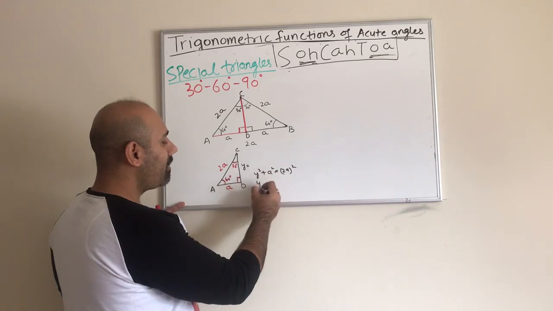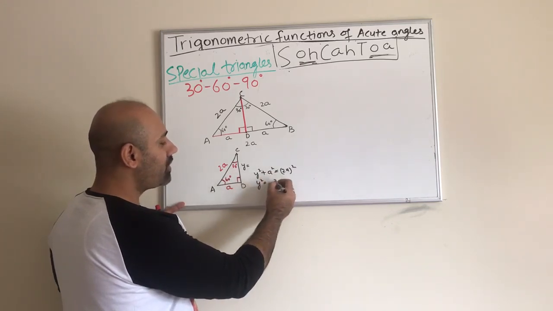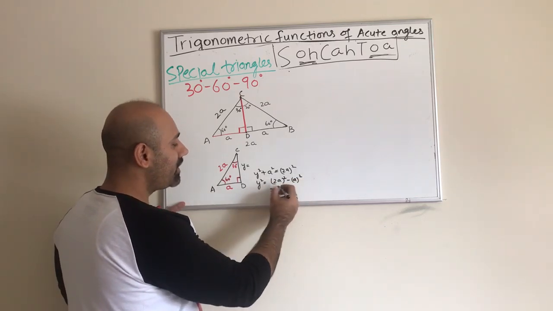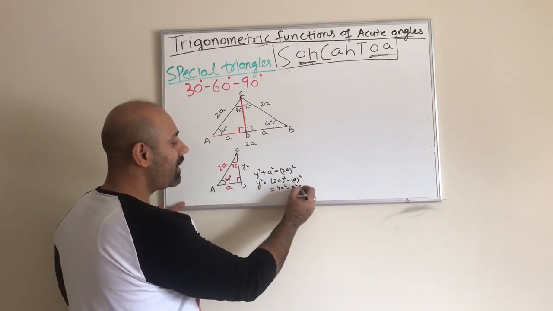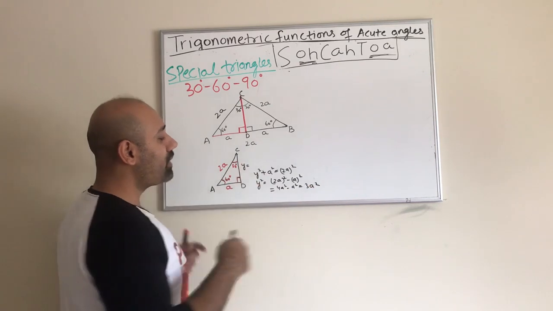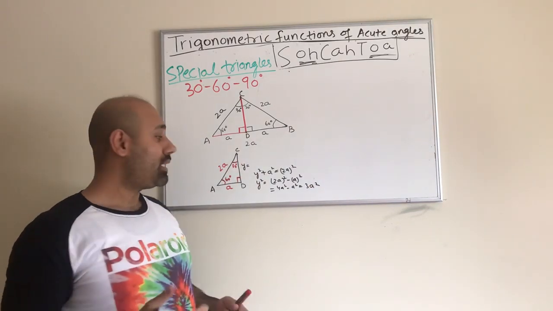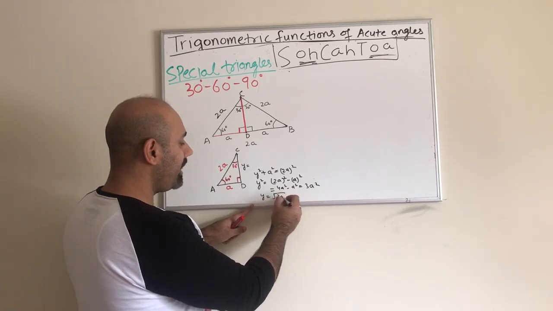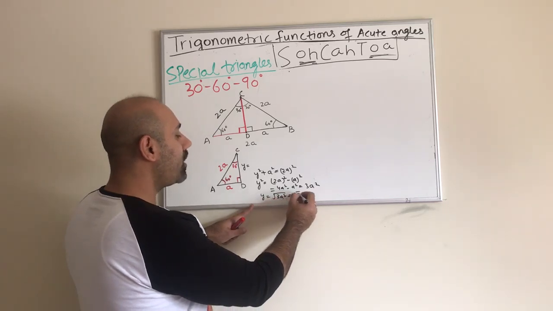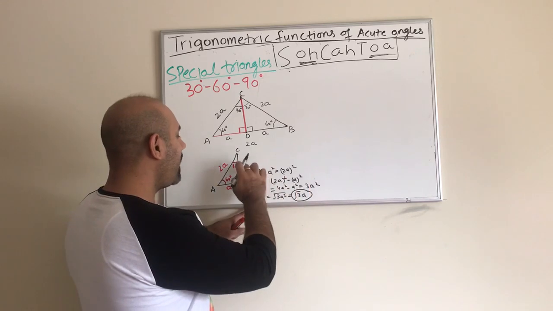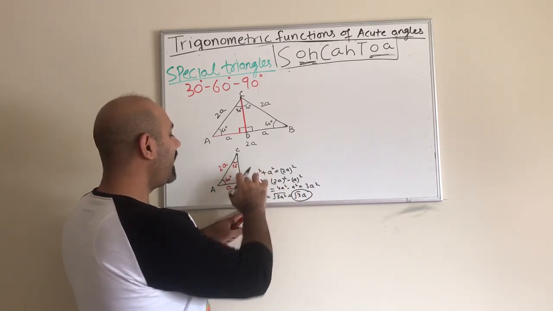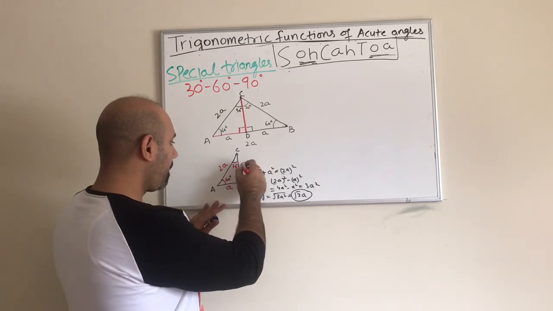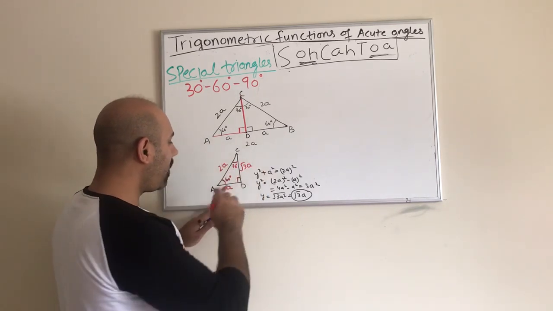And to get y squared by itself, I got to subtract a squared from both sides. So it's going to look like 2a squared minus a squared. When we simplify this, it's going to be 4a squared minus a squared, which is 3a squared, but we have to take the square root on both sides to get y by itself. So when we take the square root, it's going to be square root of 3a squared, which is just simply square root of 3 times a. So now we have the length of this third side, which is square root of 3 times a. So from this, we have all the three sides.